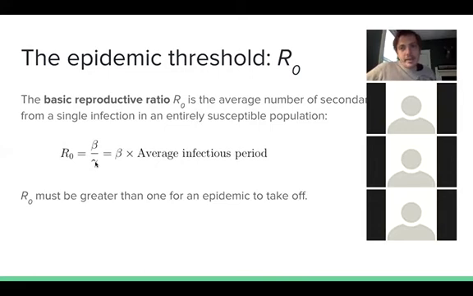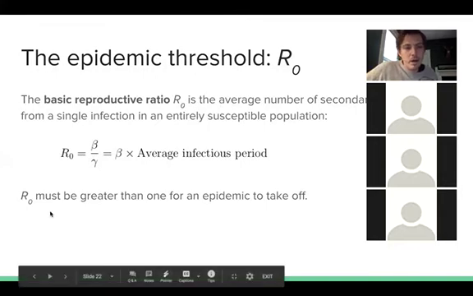But the way that I like to think about this, because it makes more sense to me intuitively, is to think about R naught as the transmission rate, beta, times the average infectious period, which will just be 1 over gamma, or 1 over the recovery rate. So we can think about this as the rate at which new infections are caused by a single infected individual times the length of time that that individual remains infected. And what you can show is that for an epidemic to take off and for prevalence to actually increase in a population over time, R0 must be greater than 1.